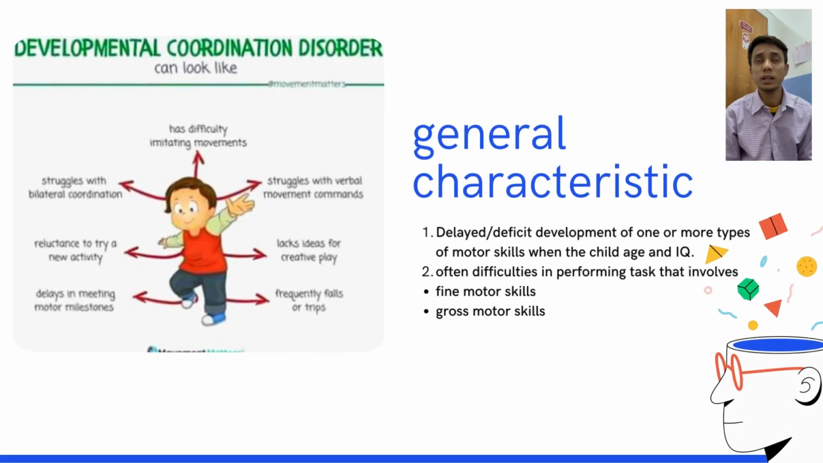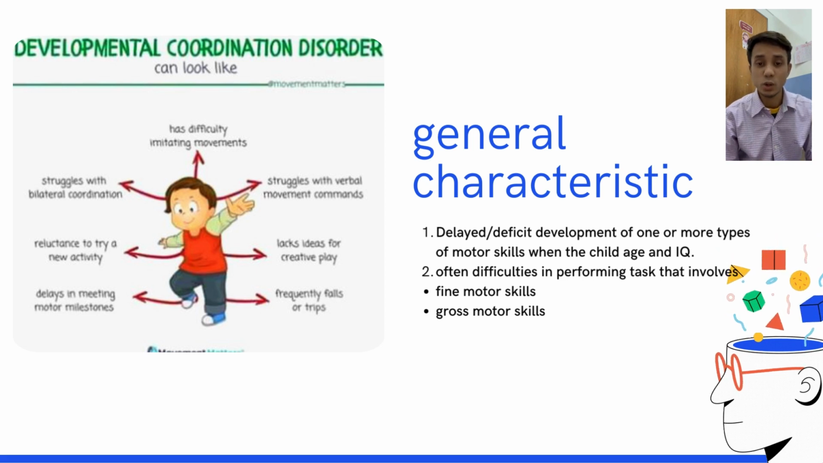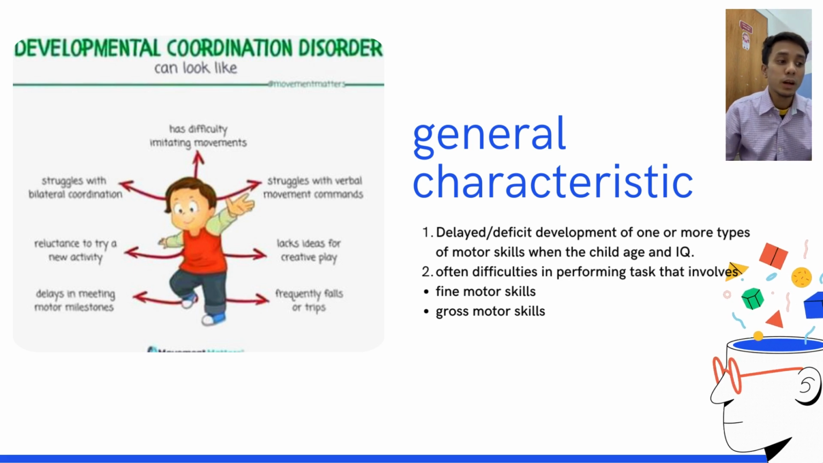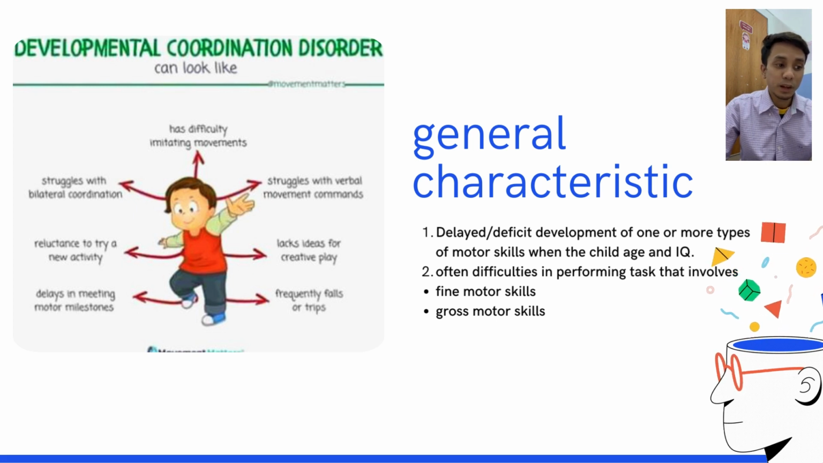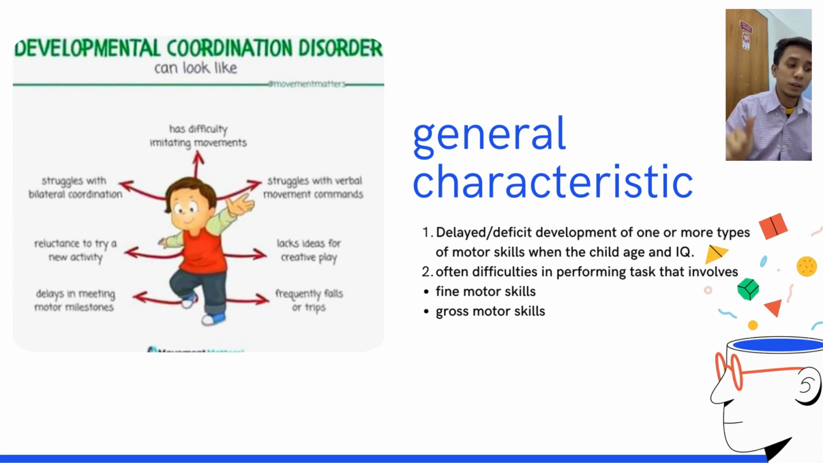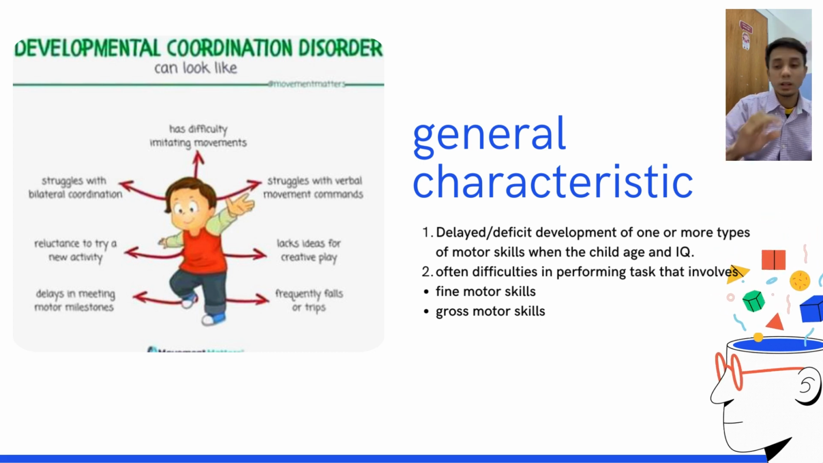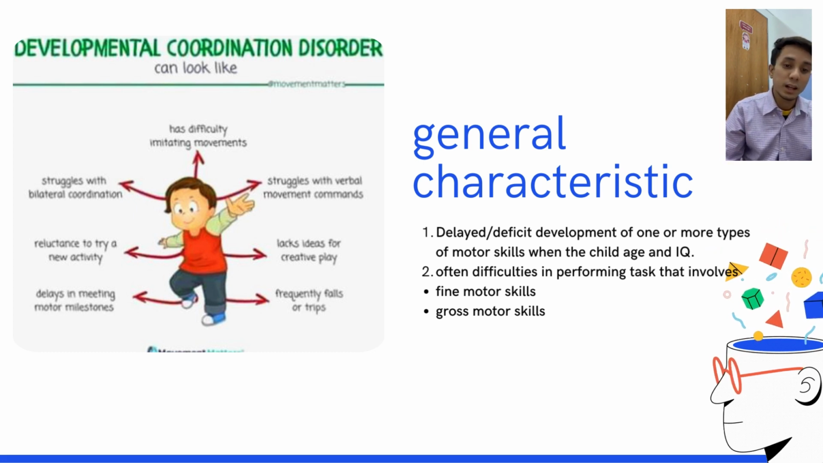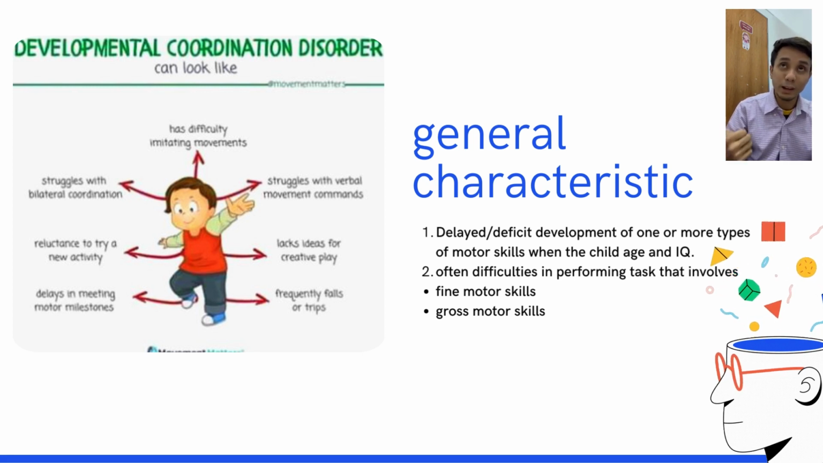Characteristics of developmental coordination disorder: it is basically a delay or deficit in the development of one or more types of motor skills when the child's age and IQ are taken into account. It often involves difficulties in performing tasks, usually involving fine motor skills and gross motor skills. For example, forming letters when they write, and also throwing or catching balls. They will have problems in these areas.